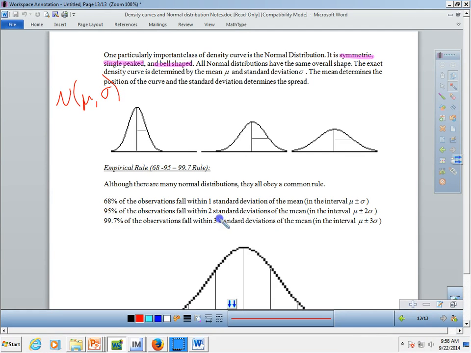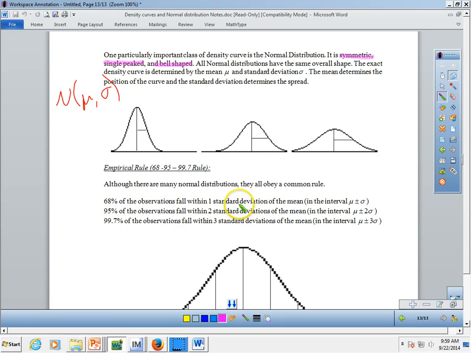With that in mind too, they all are going to obey a pretty common rule. And there's something called the empirical rule, or the 68, 95, 99.7 rule. And if you can get really good at using the empirical rule and recognizing when you can use it, then life with a normal curve becomes a lot easier, and your calculations become a lot shorter. And we'll talk about why as we go through this. But the empirical rule basically says this.